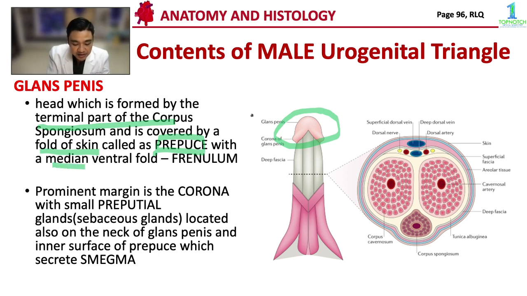And on the ventral side, we have a median structure, what we call the frenulum. The prominent margin is the corona, with small prepucial glands, or basically sebaceous glands, located on the neck of the glans penis, the surface of which produces smegma, or sorry for the Tagalog, but kupal. So on the underside of your glans penis, may mga sebaceous structures talaga dyan producing your smegma. That's why the removal of a redundant prepuce would expose that area for better hygiene practices.